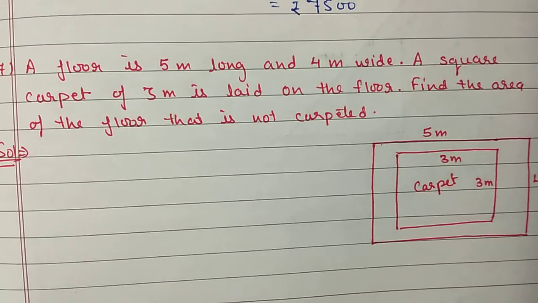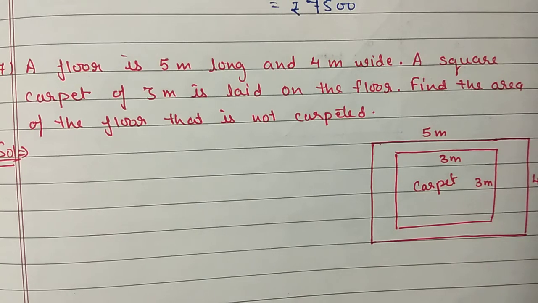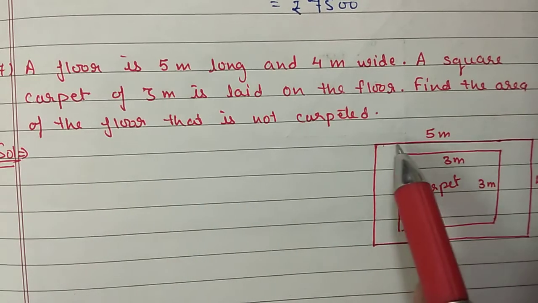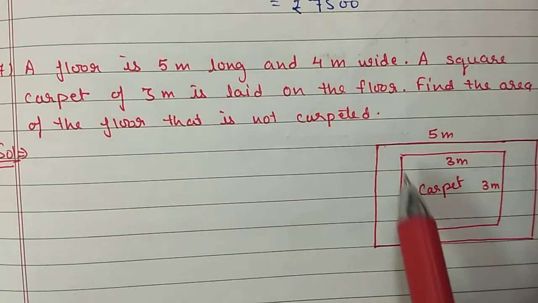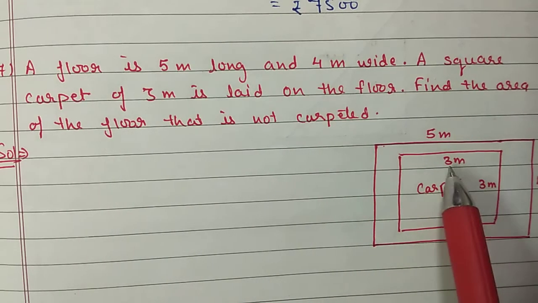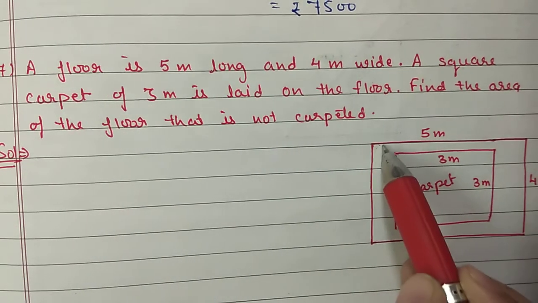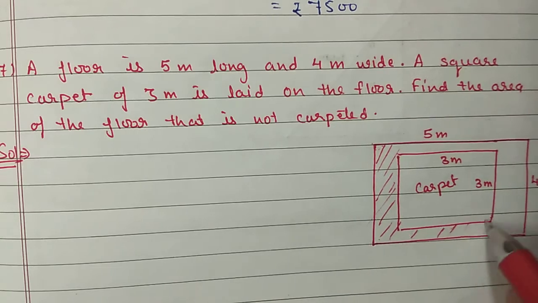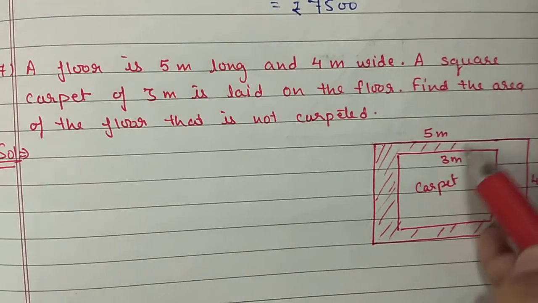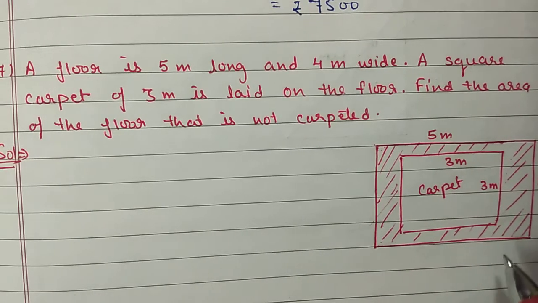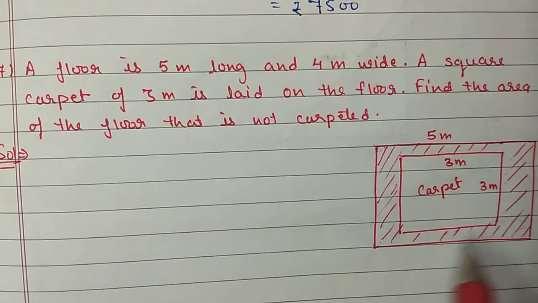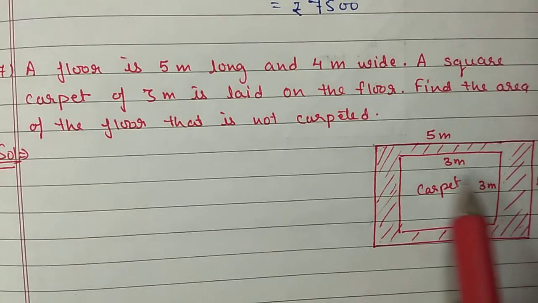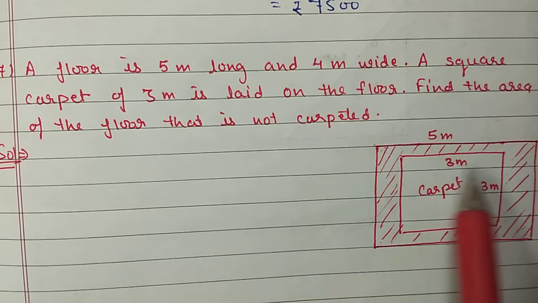Next question number 7. A floor is 5 meter long and 4 meter wide. A square carpet of 3 meter is laid on the floor. Find the area of the floor that is not carpeted. So you can imagine this figure like this. One floor is there, 5 meter by 4 meter, and inside this floor we can put one 3 meter by 3 meter carpet, and you can see this outer place is without carpet. We have to find out the area for this place only where carpet is not there. So first we will calculate the full area, and if we remove the carpet area from it, then we will get only the non carpeted area.